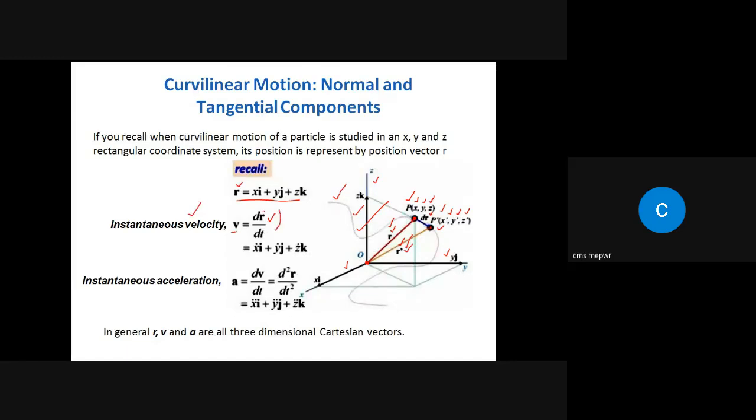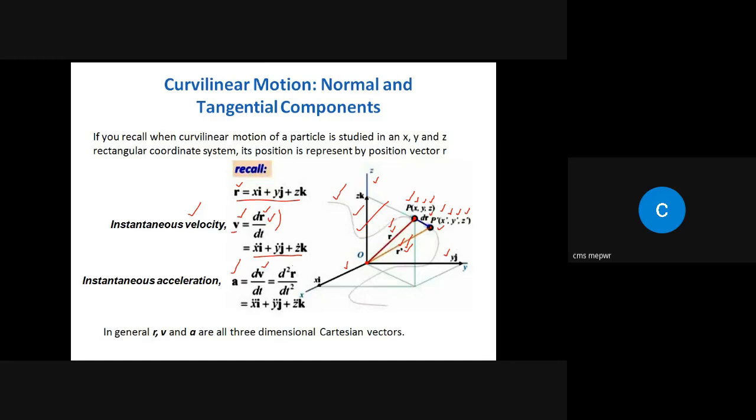If you put the values of the position vector over here, you will get the components of velocity, and the single dot represents x dot, y dot, and z dot. These represent the derivatives of the x component, y component, and z component with respect to t. If you take the time derivative of instantaneous velocity, you will get instantaneous acceleration.